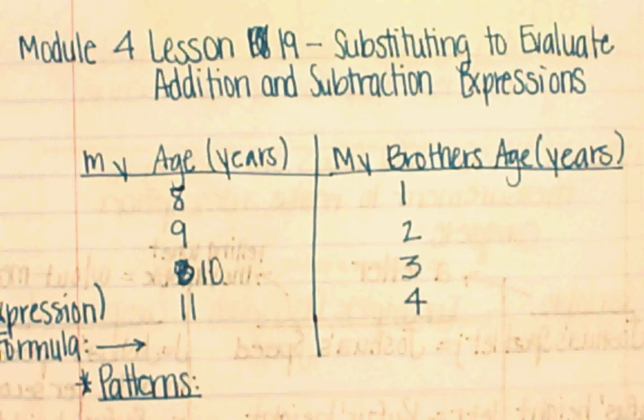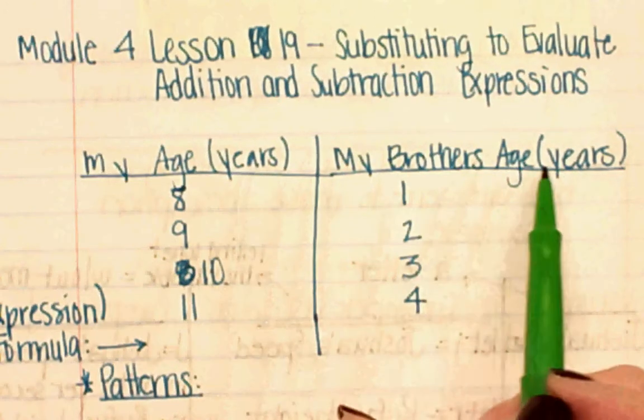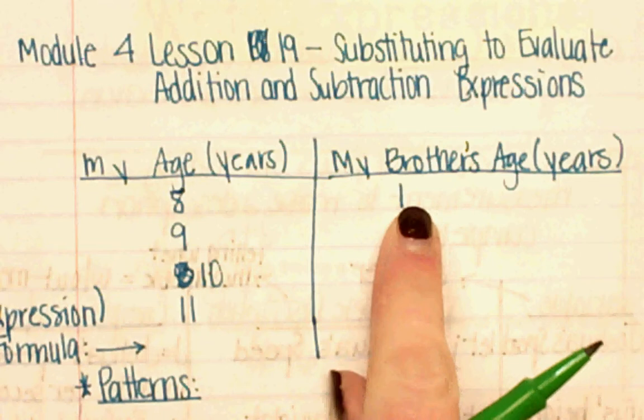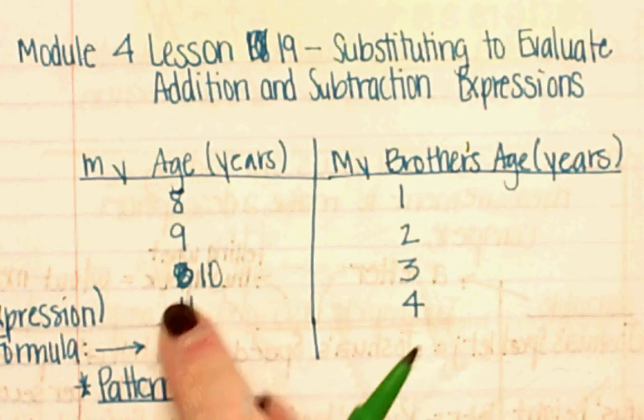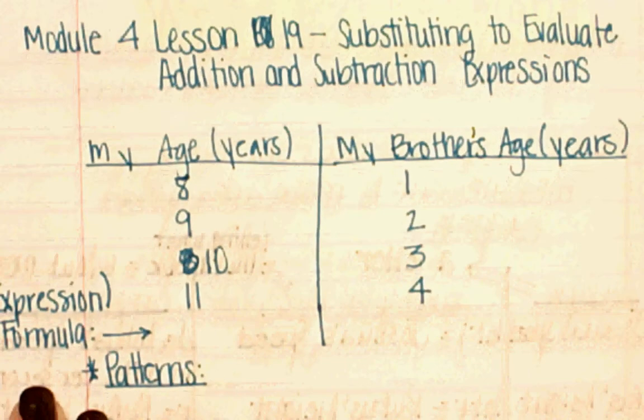Today's lesson is Module 4, Lesson 19, Substituting to Evaluate Addition and Subtraction Expressions. I made a T-chart with my age in years and my brother's age in years, and then I filled it out. So when I'm 8, my brother is 1. When I'm 9, my brother is 2. When I'm 10, my brother is 3. And when I'm 11, my brother is 4.